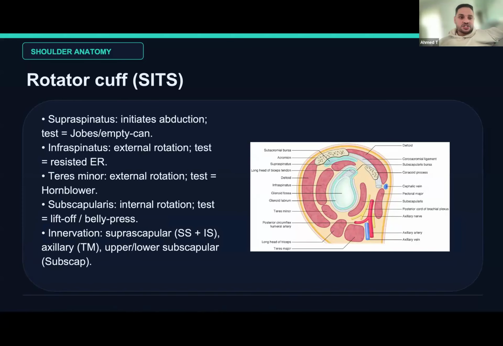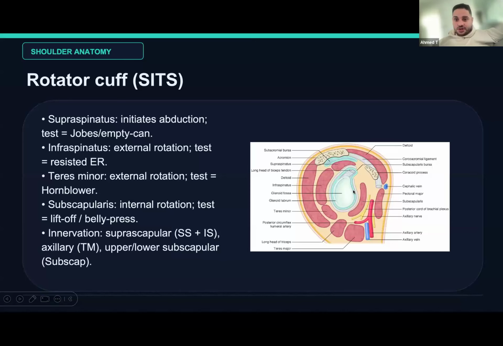So yes, you've mentioned everything correctly. Just to add on, for the supraspinatus you do the Jobs test or the empty can test. The infraspinatus is the external rotation test. Teres minor is the Hornblower test, and subscapularis is the Gerber lift-off test.